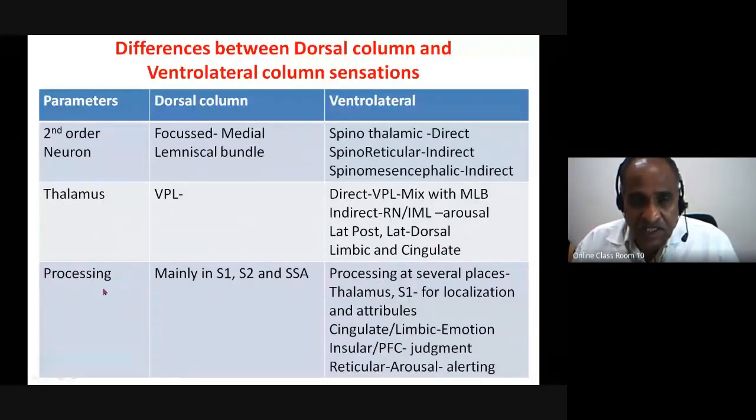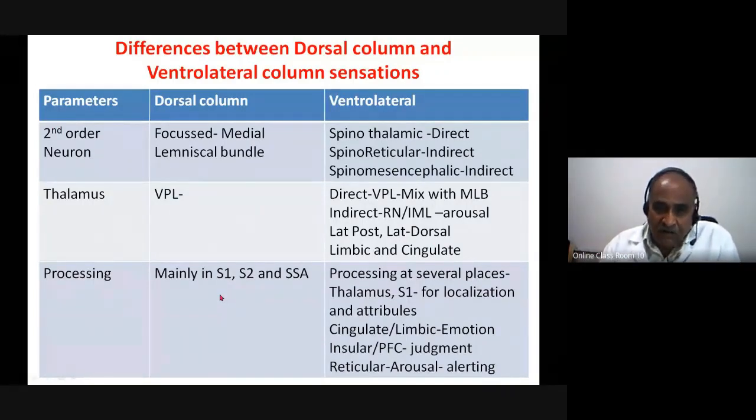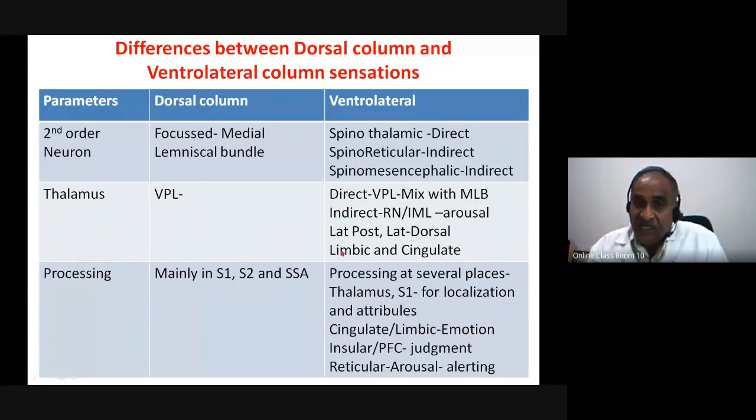Now the processing. It is mainly done in S1, the somatosensory area 1, that is the parietal cortex areas 3, 1, 2. Then followed by S2, that is Brodmann areas 43 and 40. Then somatosensory association areas 5 and 7. So it is mainly processed here, and through the somatosensory association area, it brings in all the attributes.